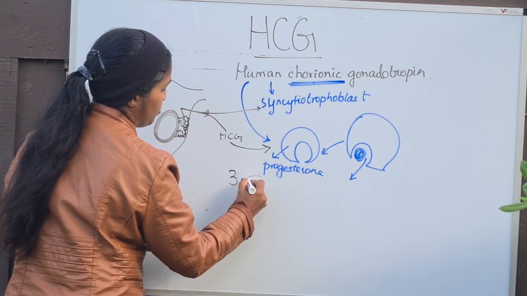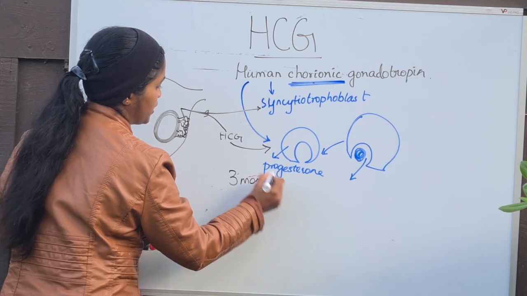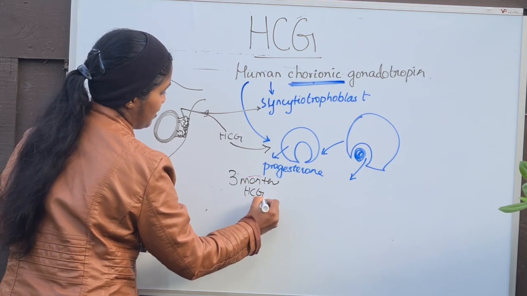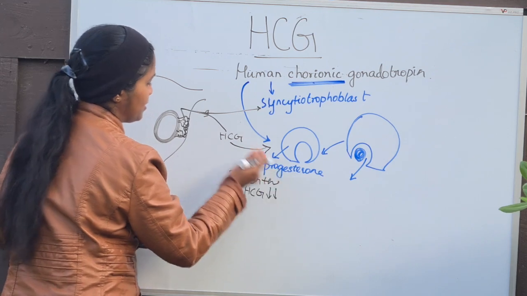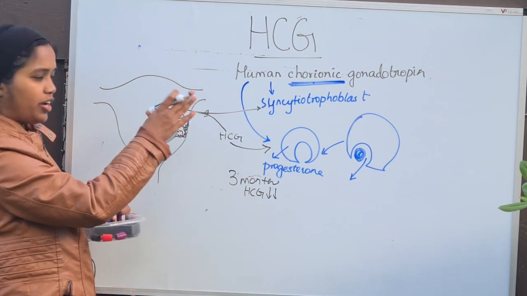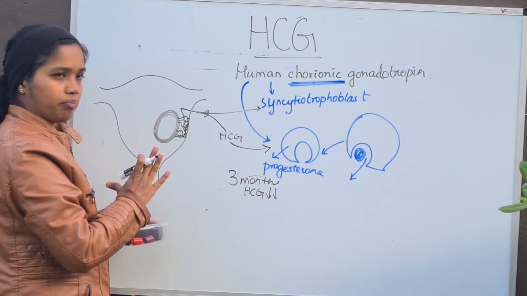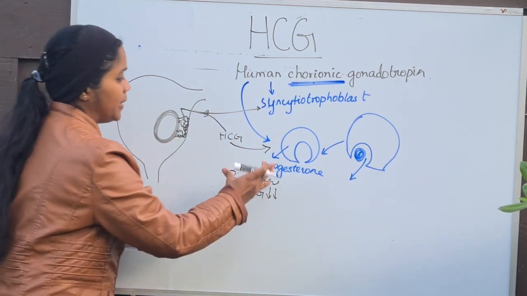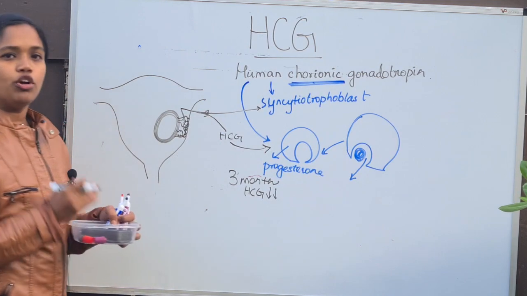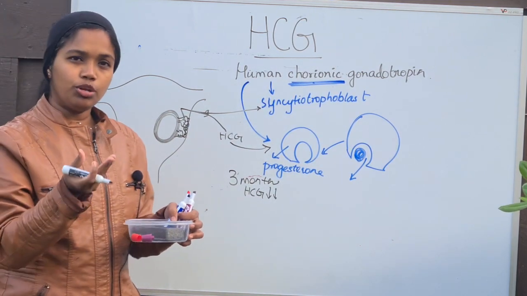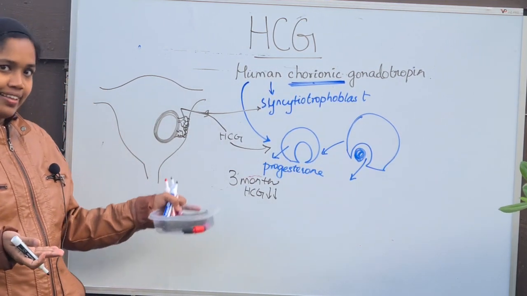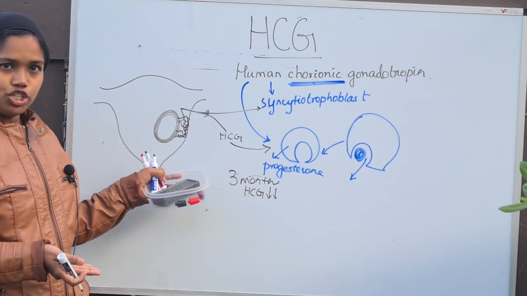After about 3 months, the HCG will slowly start decreasing and the placenta will take over and start releasing progesterone, and the progesterone produced by the placenta is adequate for fetal well-being, to sustain the fetus. But till 3 months we need the help of the corpus luteum. For the corpus luteum to function adequately, we need HCG. That HCG is produced by the syncytial trophoblast.